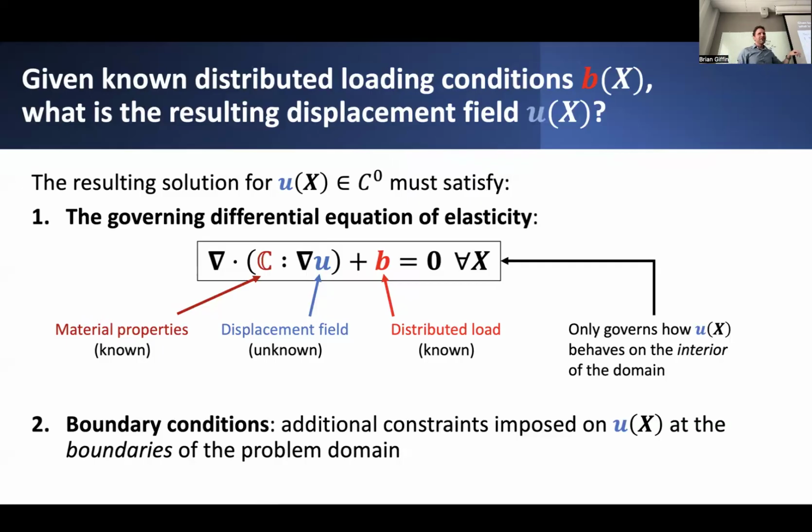Now, it's important to note that at least in this expression, most of these quantities are known. In general, you proceed in solving these problems assuming you know what the material behavior looks like. You can quantify the elastic constants in terms of the material properties. You can also say, I know what the distributed load applied to this body should look like. The thing you don't know is the displacement field. So when you pose these kinds of boundary value problems, it's a statement of trying to find the displacement field which satisfies this equation and some extra boundary conditions.